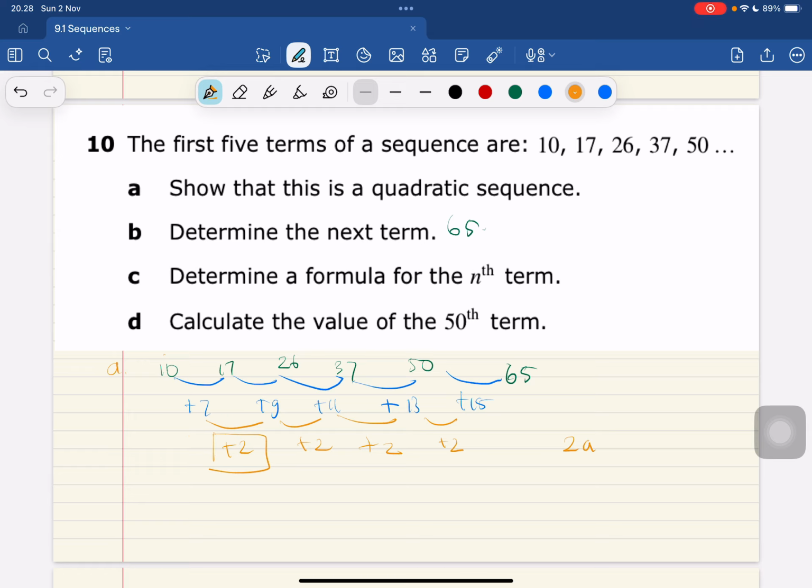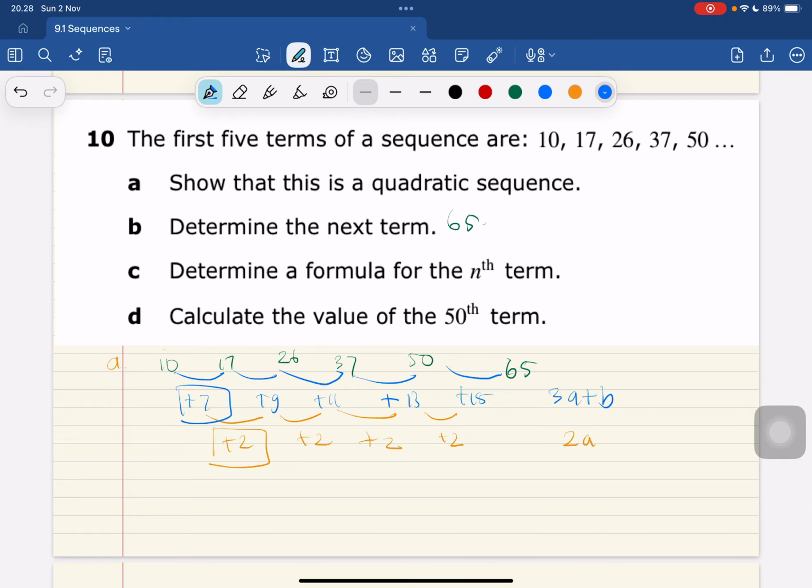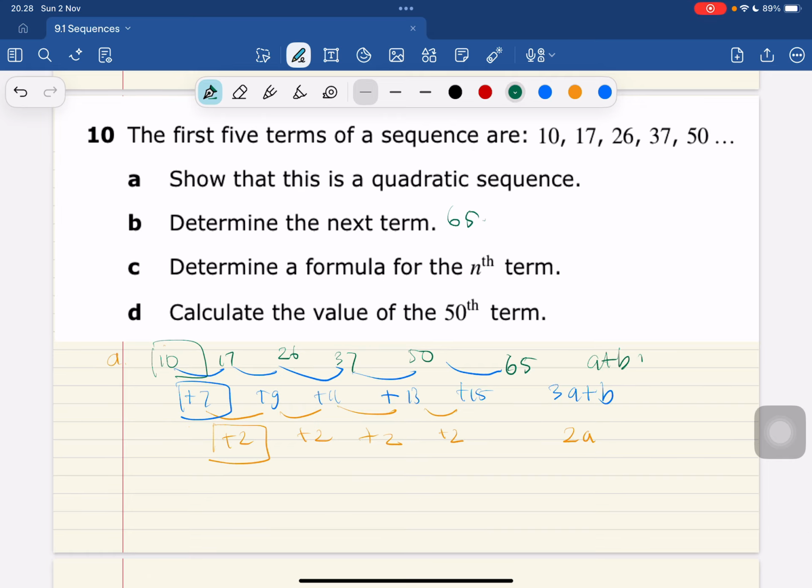And then the first difference is going to be 3a plus b. Here it's going to be 3a plus b. Then the last term will be a plus b plus c. Okay, let's check it. So 2a equal to 2. So a equal to 1. So next, if 3a plus b equal to 7, so this is 3a is 1 plus b equal to 7, so b equal to 7 minus 3 is 4.